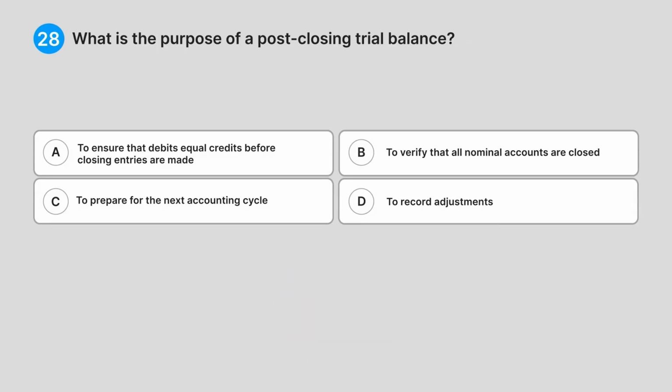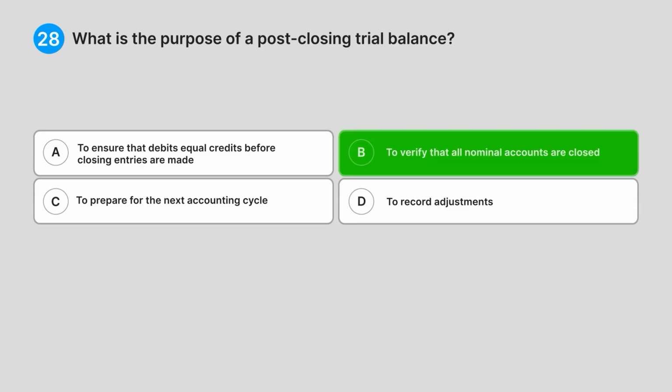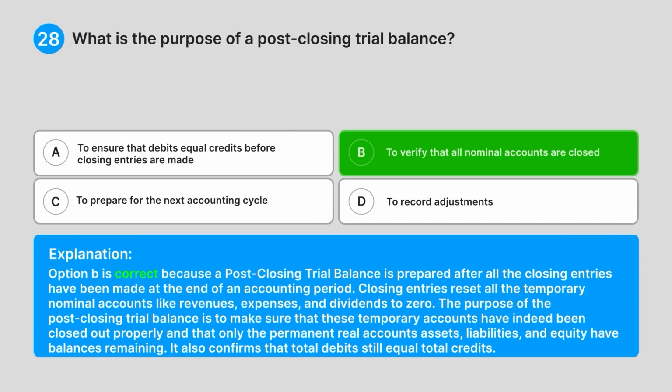Correct answer. B. To verify that all nominal accounts are closed. Explanation. Option B is correct because a post-closing trial balance is prepared after all the closing entries have been made at the end of an accounting period. Closing entries reset all the temporary nominal accounts like revenues, expenses and dividends to zero.